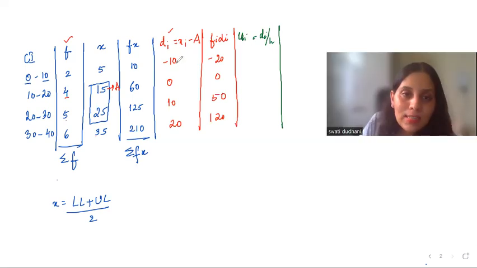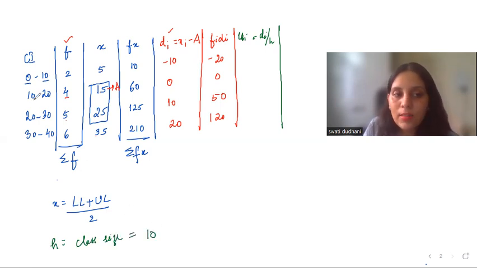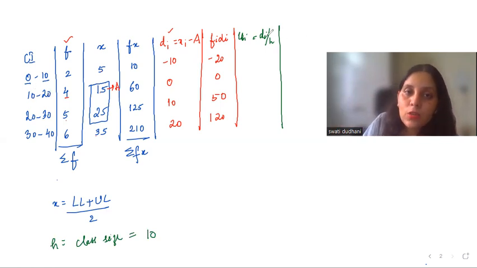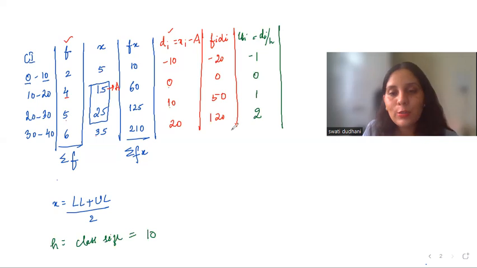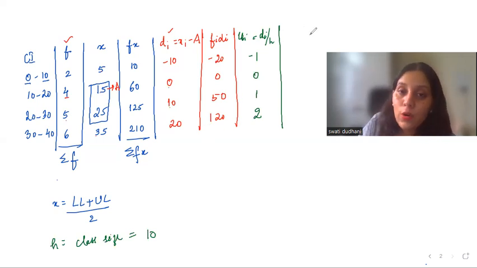So what is d? D we found. Minus 10 by h is basically the class size. Here the class size is what? 10 minus 0, 10. See? 10, 20, the difference between the class intervals is 10. So di minus 10 divided by 10 is minus 1. 0 divided by 10 is 0. 10 divided by 10 is 1. 20 divided by 10 is 2. Okay. And then you also have fiui.